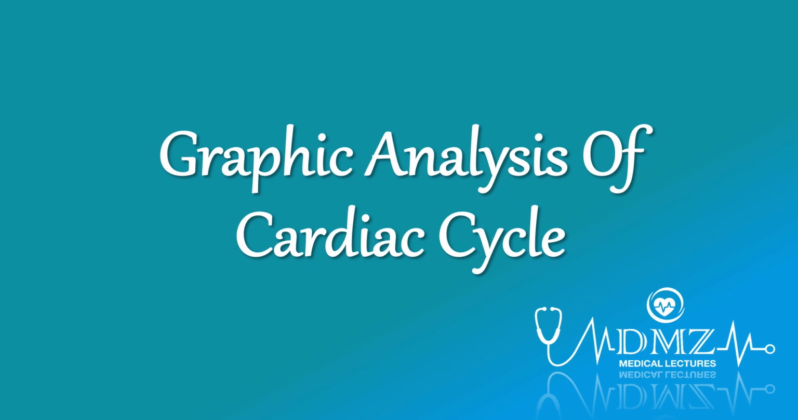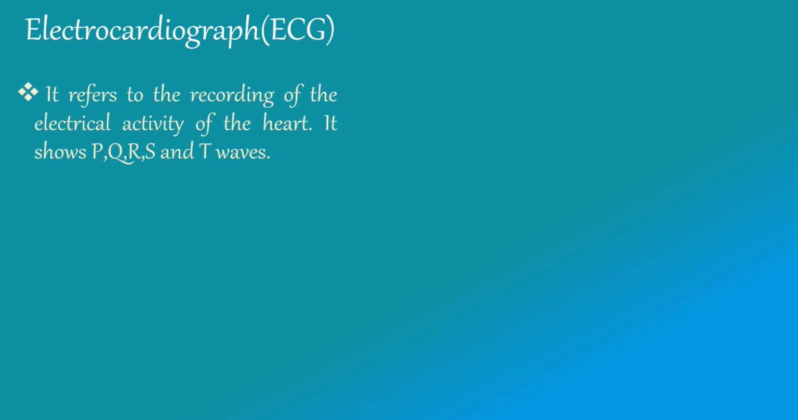Graphic analysis of cardiac cycle. What is electrocardiograph or ECG? It refers to the recording of the electrical activity of the heart. It shows P, Q, R, S, and T waves. These are electrical voltages generated by the heart and recorded by the electrocardiogram from the surface of the body.